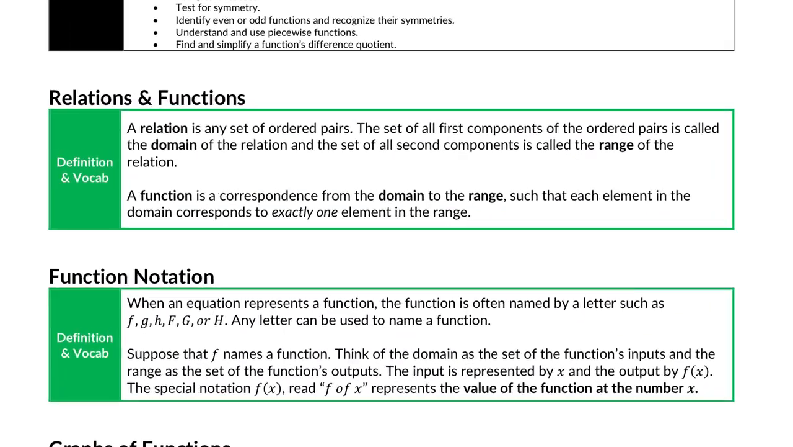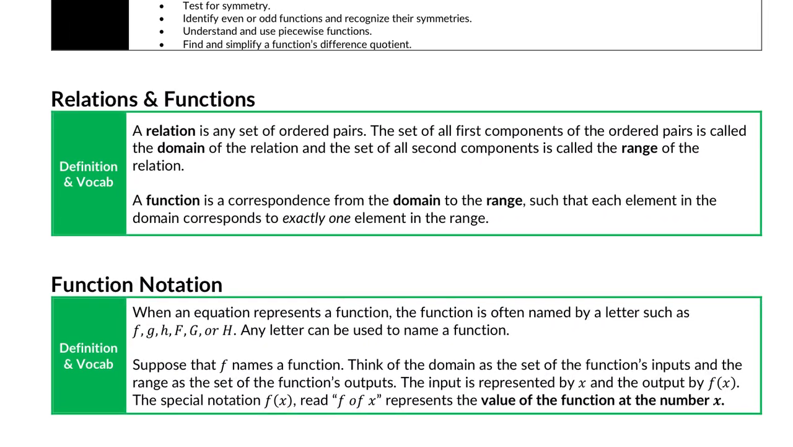So first things first, functions versus relations. A relation is any set of ordered pairs. It could be numbers, it could be different things. But the first number in each set, the first component of any ordered pair, is called the domain. The second number, the second component in any set of ordered pairs, is called the range. So we have 2 vocabulary words coming back for us today, domain and range. When we have ordered pairs, it's just the first terms and the second terms.